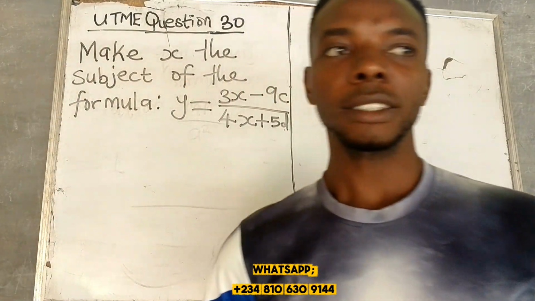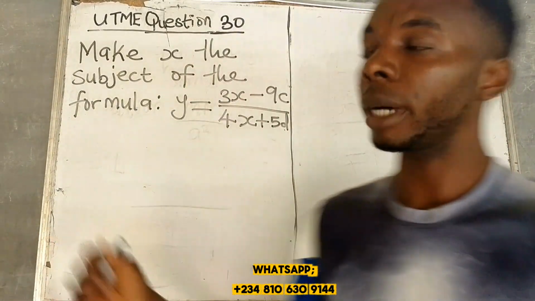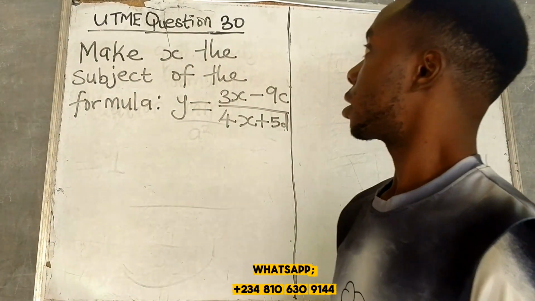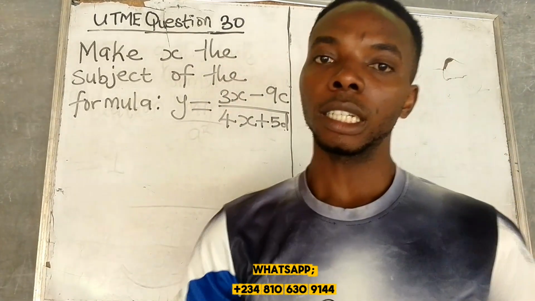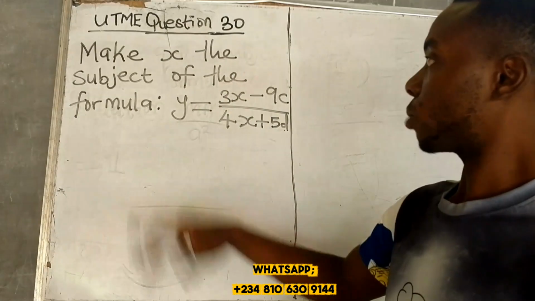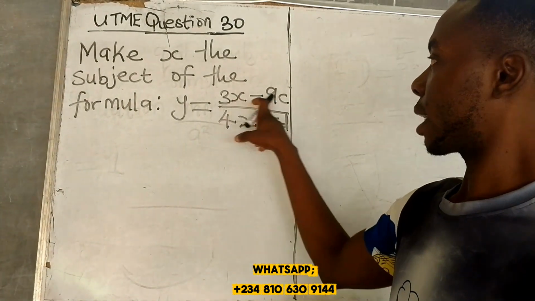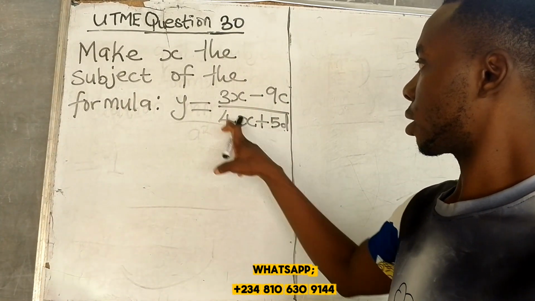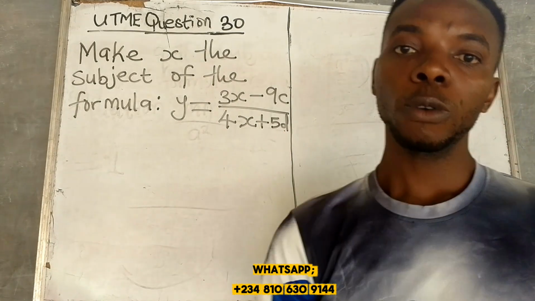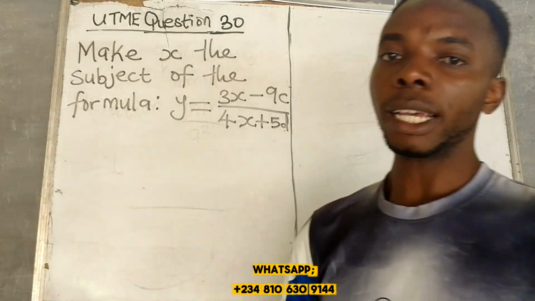Welcome to this class. In today's class, we'll be talking about subject of formula. This is question number 13 in our UTME questions. We're told to make x the subject of the formula y equals (3x minus 9c) divided by (4x plus 4d). So we are asked to make x the subject of formula.